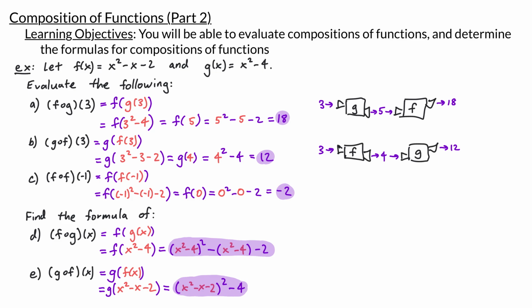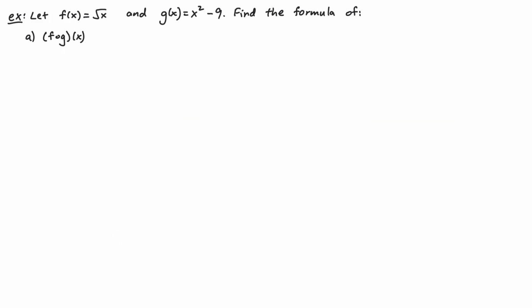Let's take a look at some more examples. In our example here, we have two functions f and g, where f is defined by f of x equals square root of x, and g is defined by g of x equals x squared minus 9. Here we want to find the formula of f composed with g of x. Now remember that f composed with g means f is the outer function and g is the inner function. So this is f of g of x.